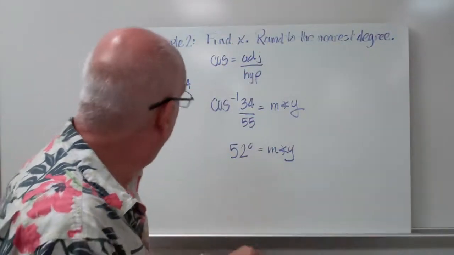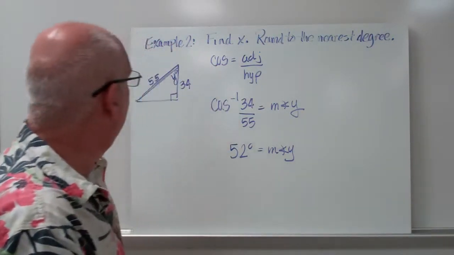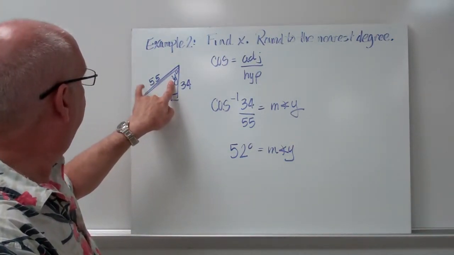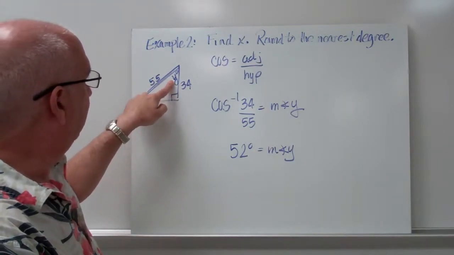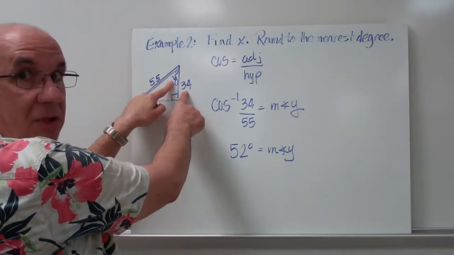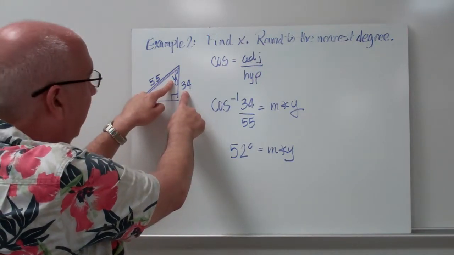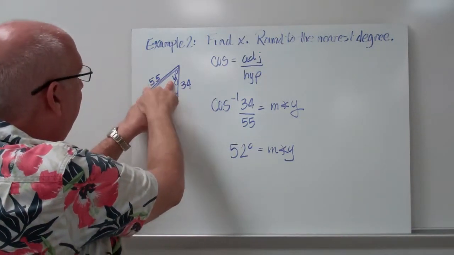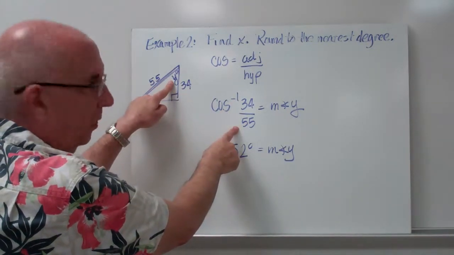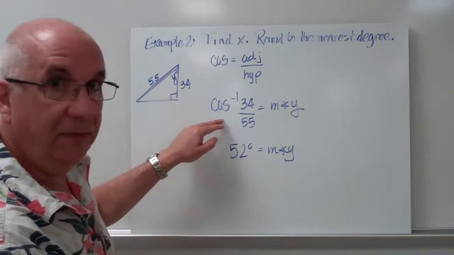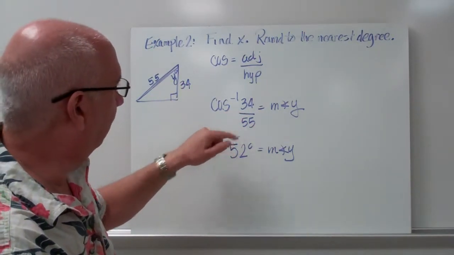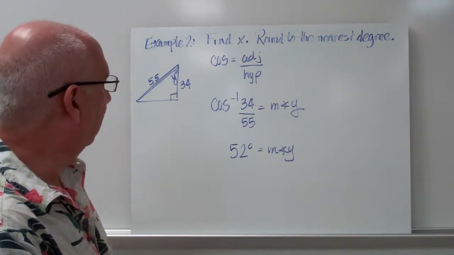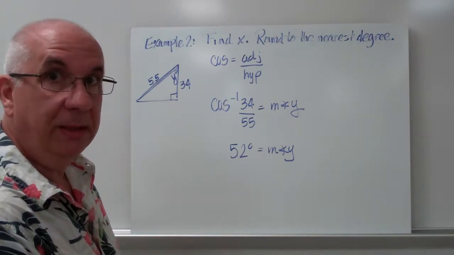Example number 2. Put your finger on the angle that you're given. Is the hypotenuse involved? Yes, it is. So it's either sine or cosine. This side is adjacent, so it is cosine, and it's the inverse cosine of the adjacent over the hypotenuse, 34 over 55. So second function, cosine, 34 over 55. Press enter, and we find out that the measure of angle y is 52 degrees.